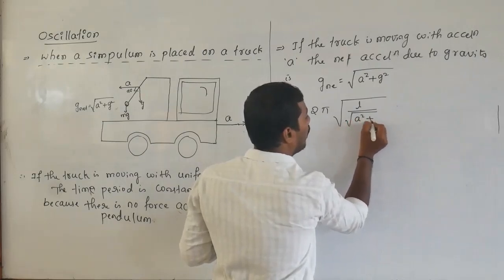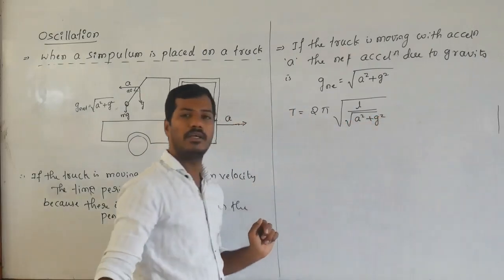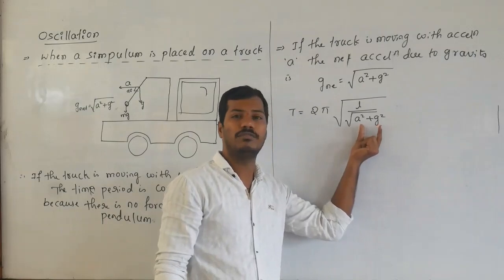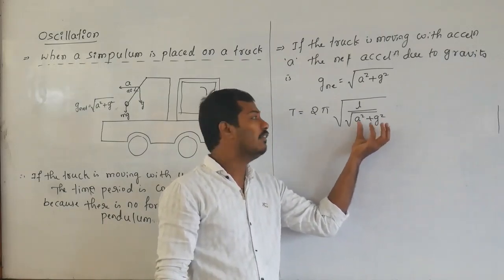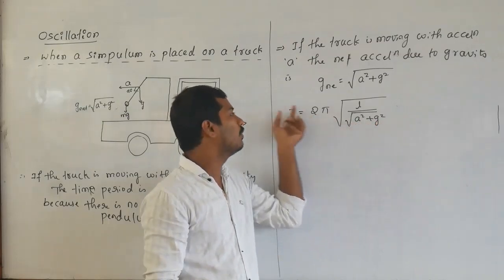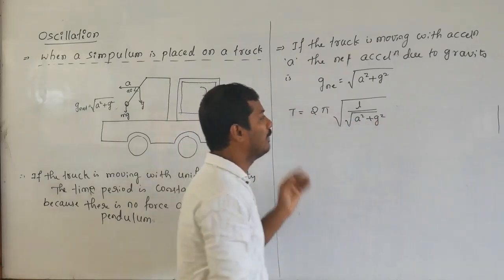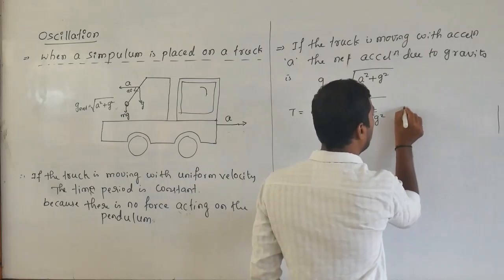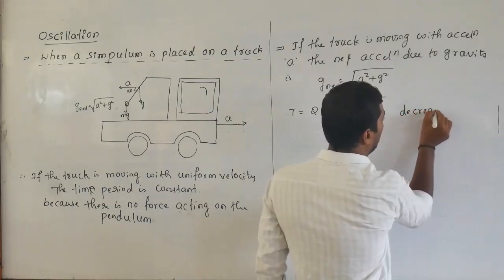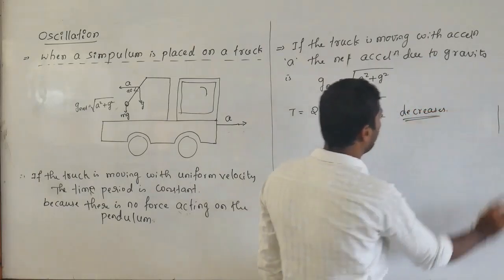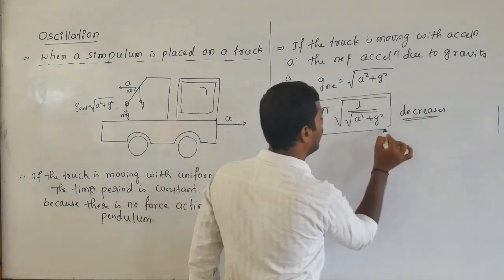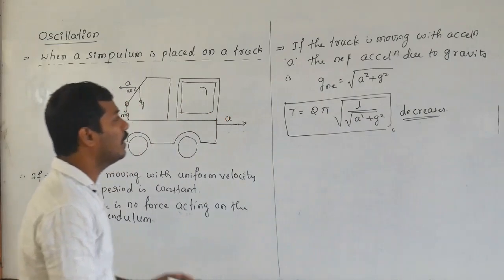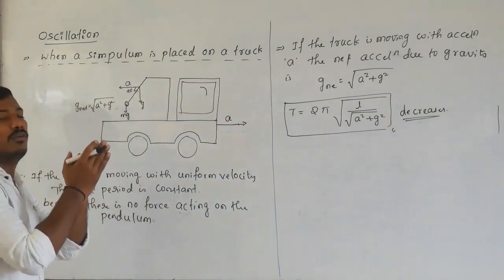Root of A square plus G square is there. It is nothing but the addition of the two terms. It means the denominator is more. Then if the denominator is more, what about the numerator of the LHS? It decreases. The time period decreases when it is moving with a certain acceleration.